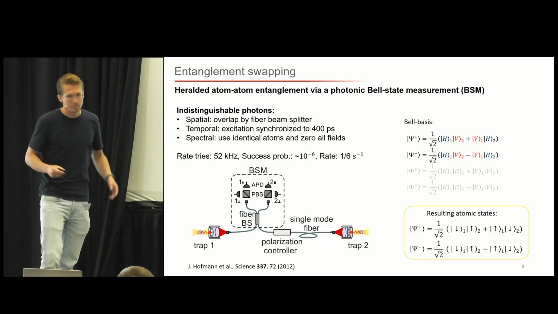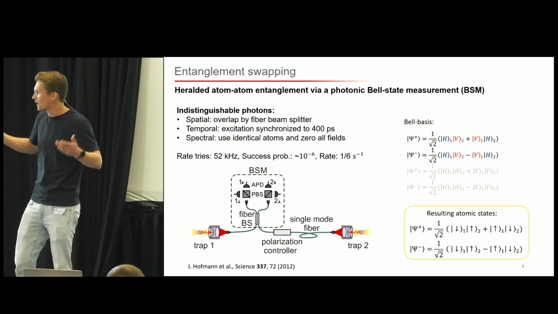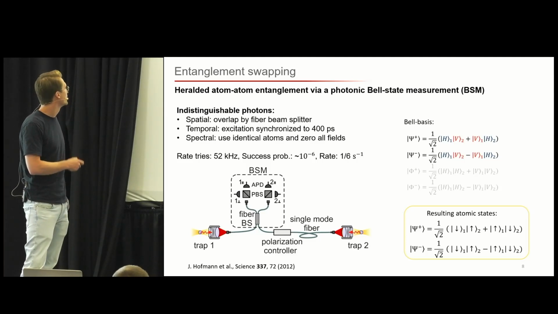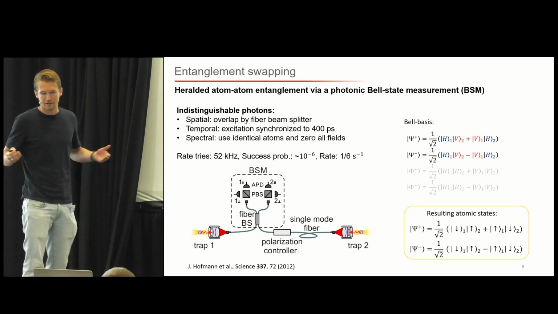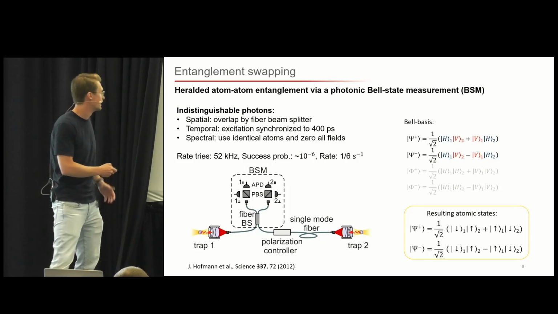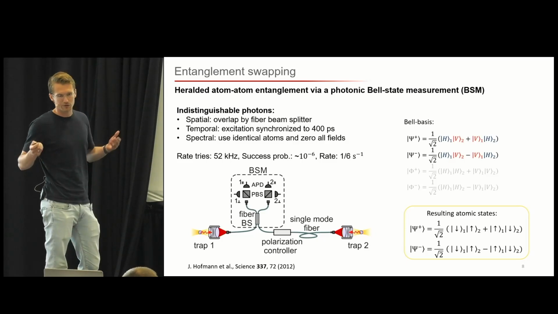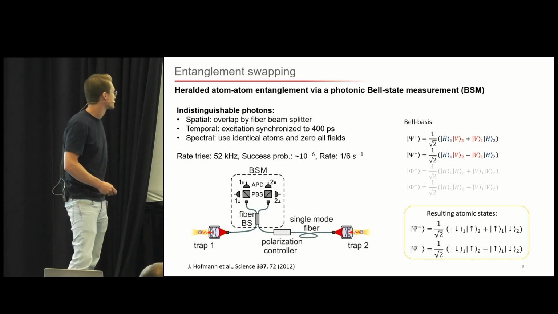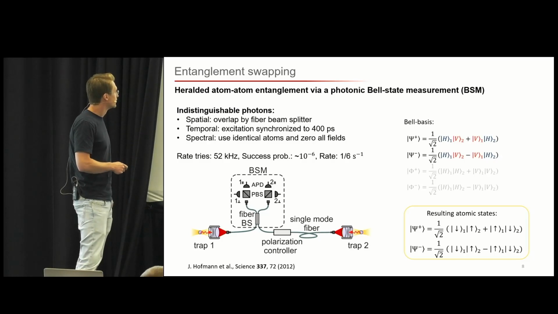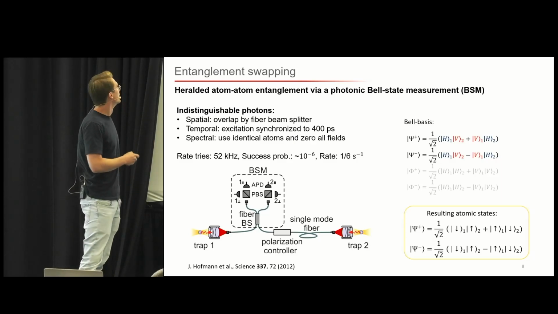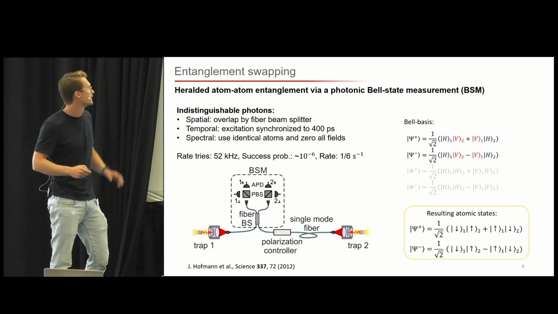Temporally, they need to be the same, and this we do by synchronizing the 2 excitation pulses to the 2 atoms up to 400 picoseconds. And spectrally, the photons need to be the same, and this we do by 2 times using a rubidium atom and zeroing all the fields during the atom-photon entanglement generation process. So the moment that we get a coincidence detection here at our Bell state measurement, then we know that entanglement generation succeeded. The success probability of this process is around 1 in a million.